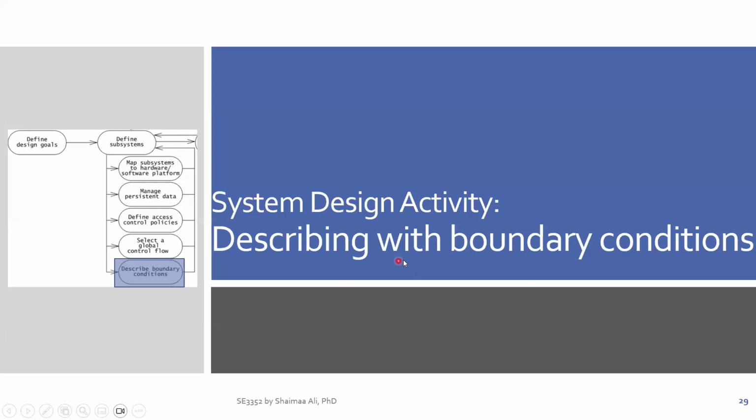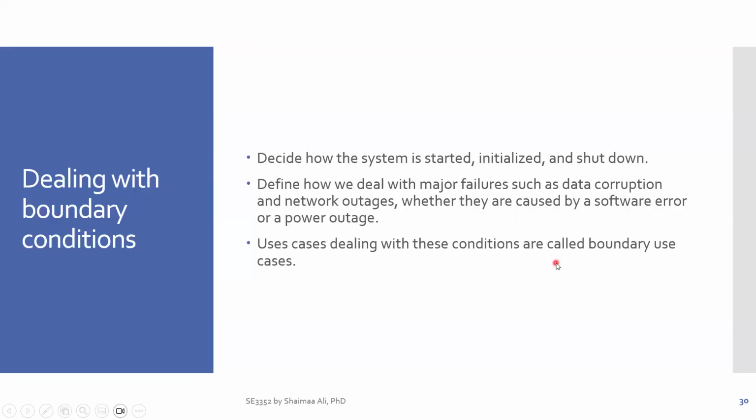And then we need to decide what happens at boundary conditions. Boundary conditions means when something wrong happened, when a crash happened or a network outage happened. If some problem or failure happened, what are you going to do? Are we going to restart the system? So what is the way that you're going to handle this kind of situation? That's something that you need to think of. What kind of boundary conditions can happen in the system you're working on, and how are you going to handle them?